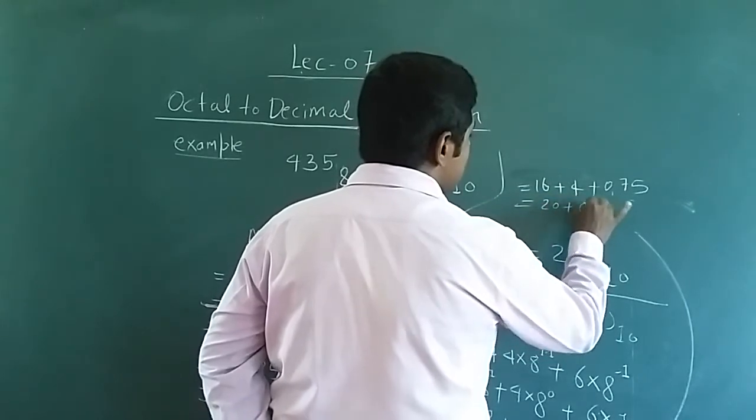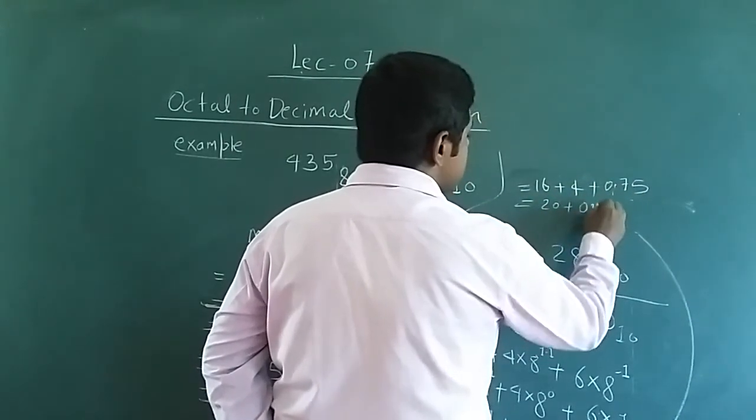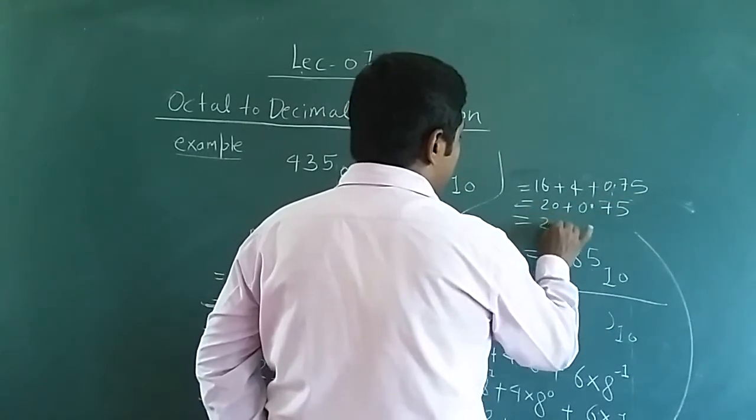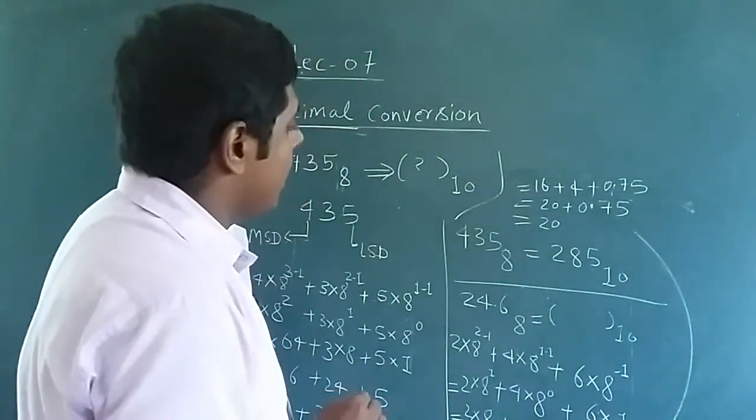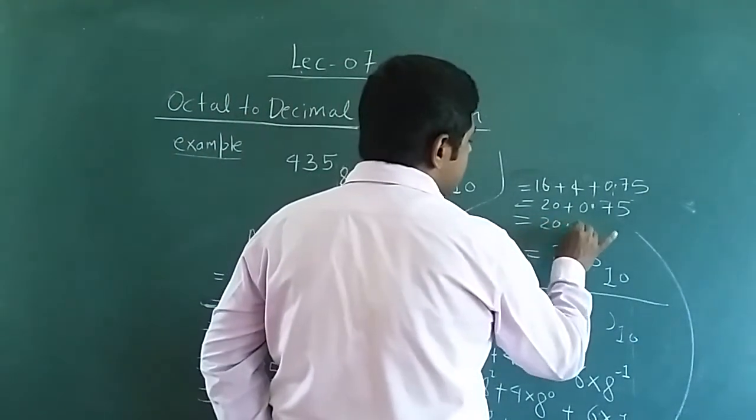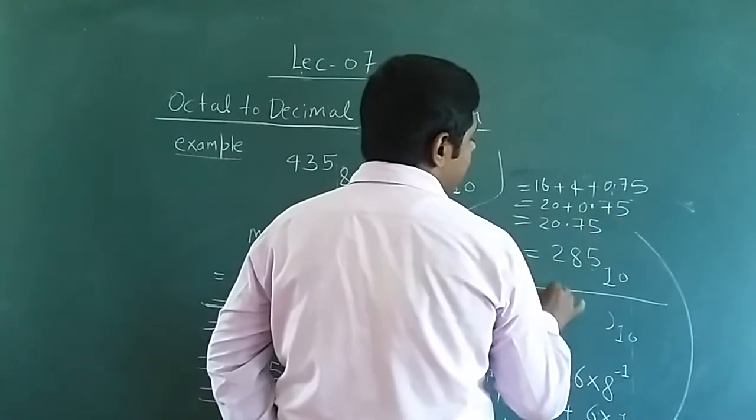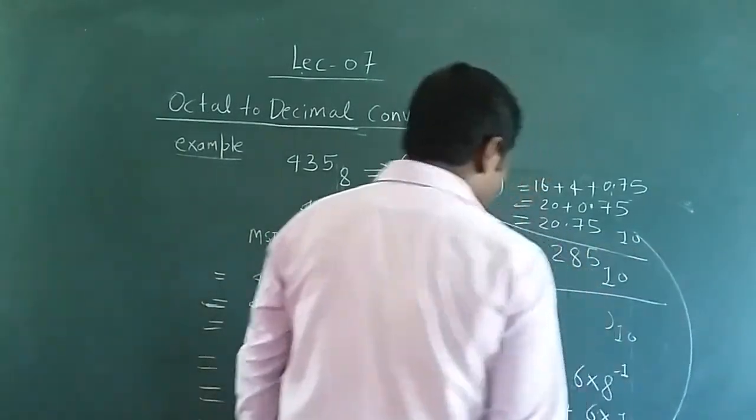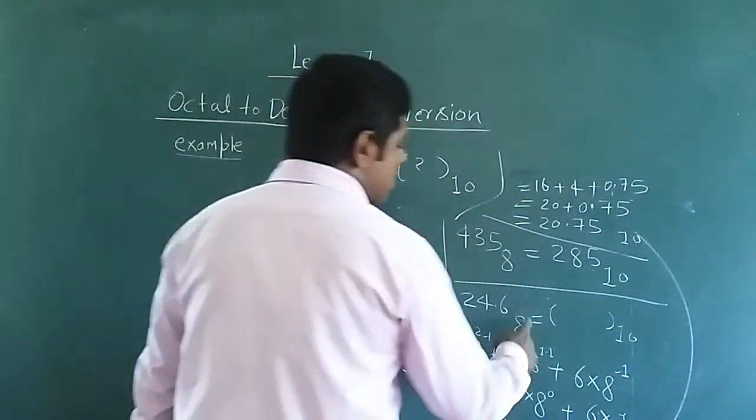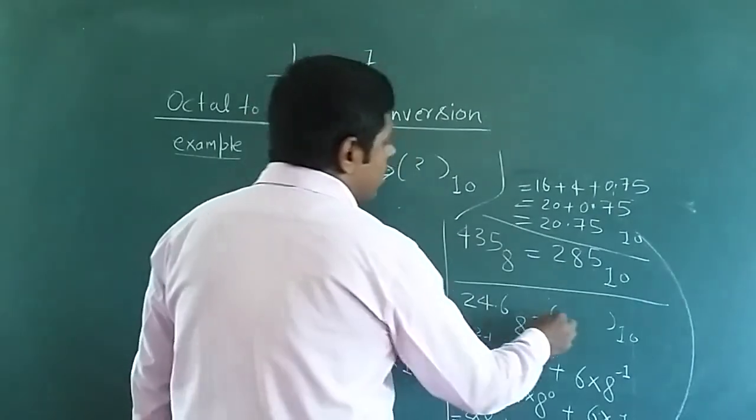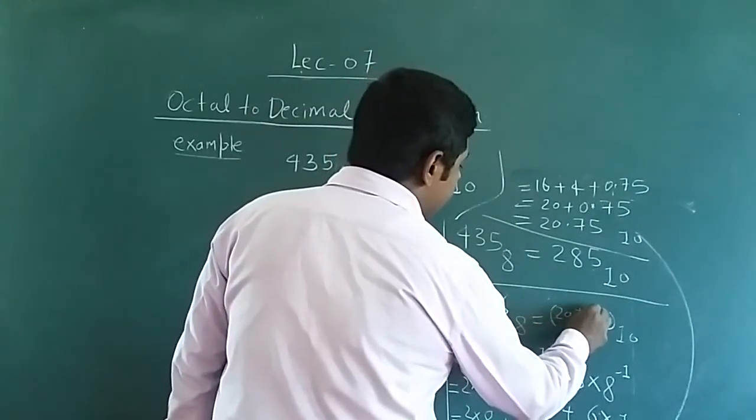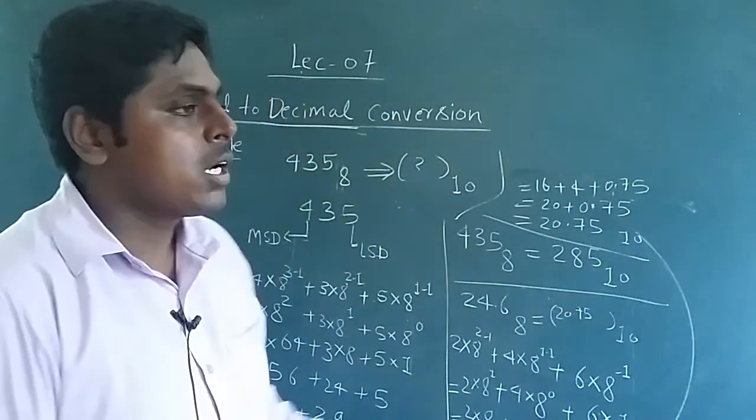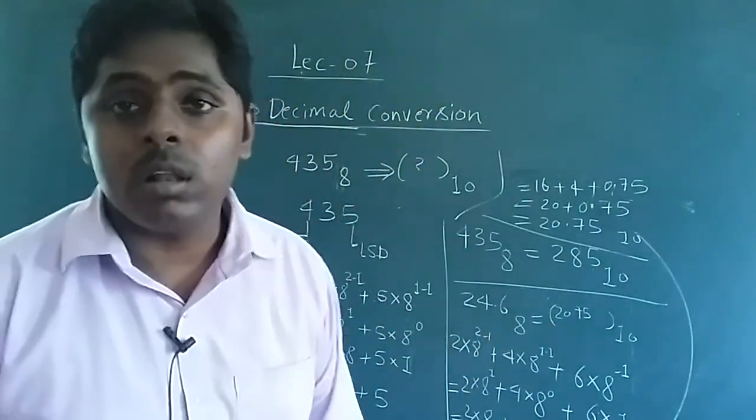20 plus 0. This is the decimal point, 0.75, and what we will finally get is 20.75 base 10. So simply I can write here 20.75, that is the decimal equivalent of this octal number.